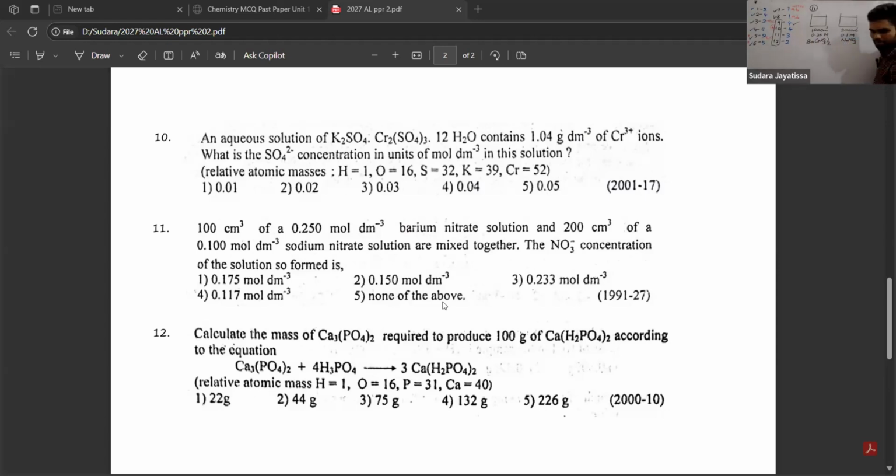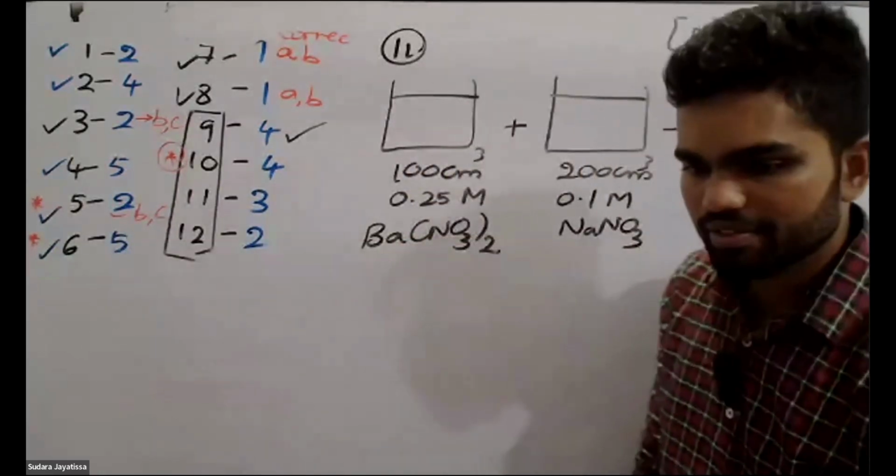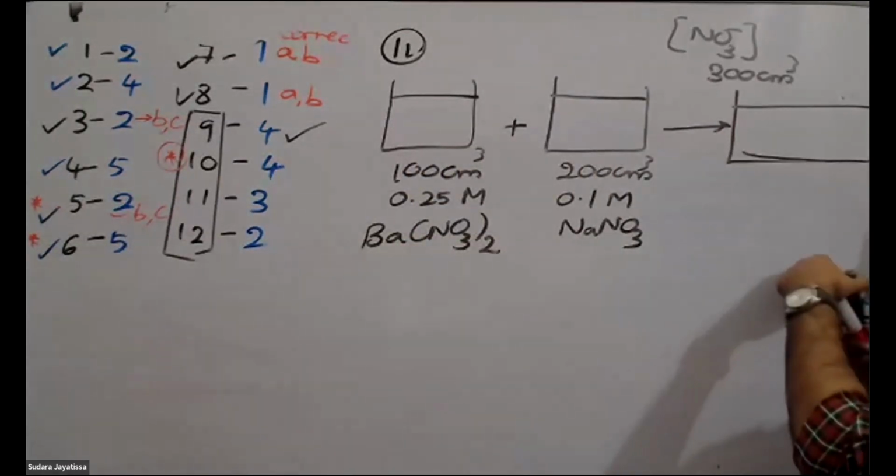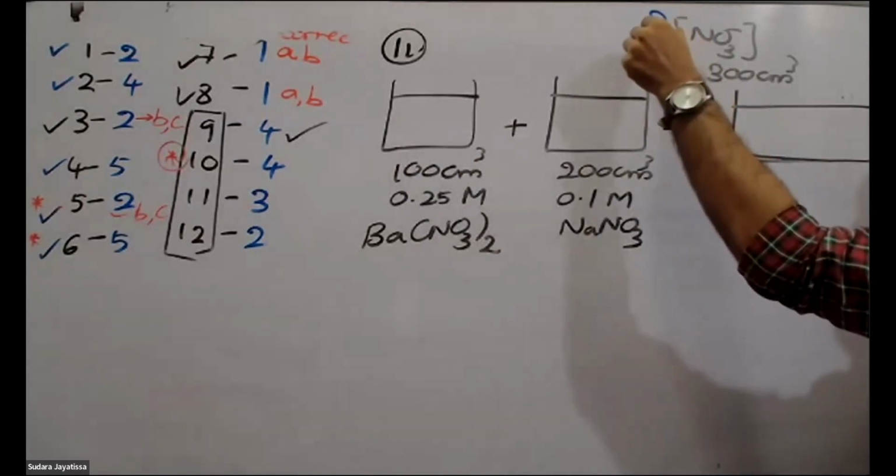You need to figure out the chemical formula of them. And then they're asking what is the concentration if you mix these two solutions. If you mix them, you will get a 300 cubic centimeter solution. They're asking what is the nitrate concentration of this one. Concentration, you can put a square bracket symbol. We'll be discussing more about these things later. So they're asking the concentration of nitrate.